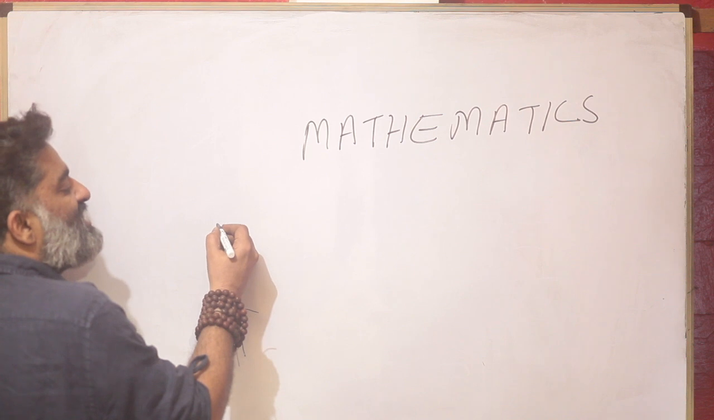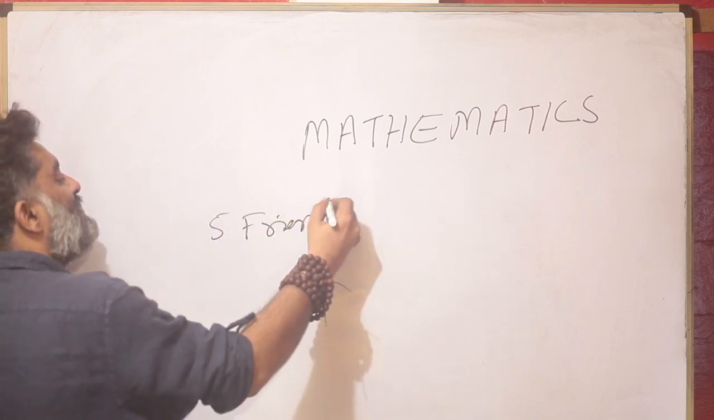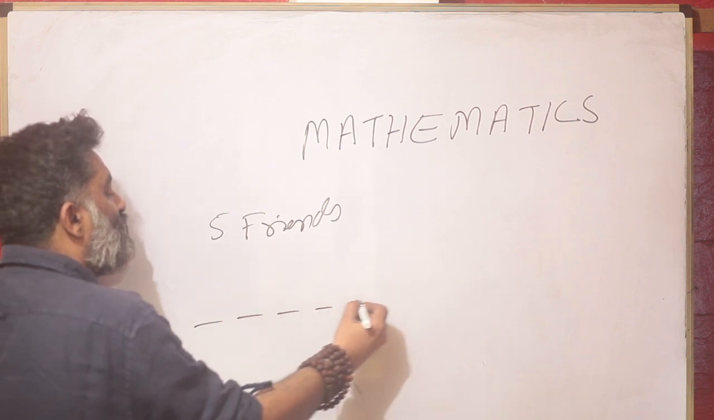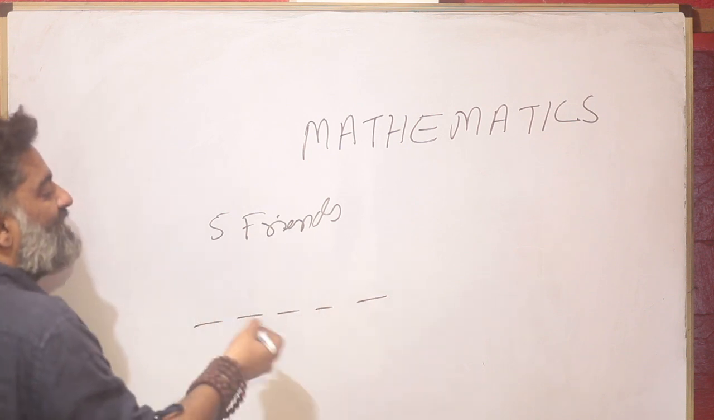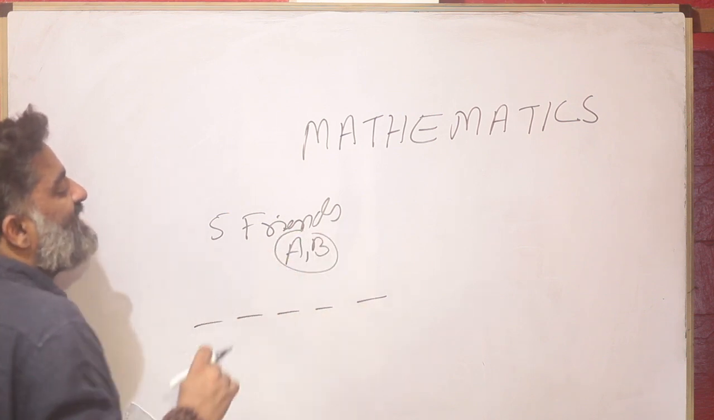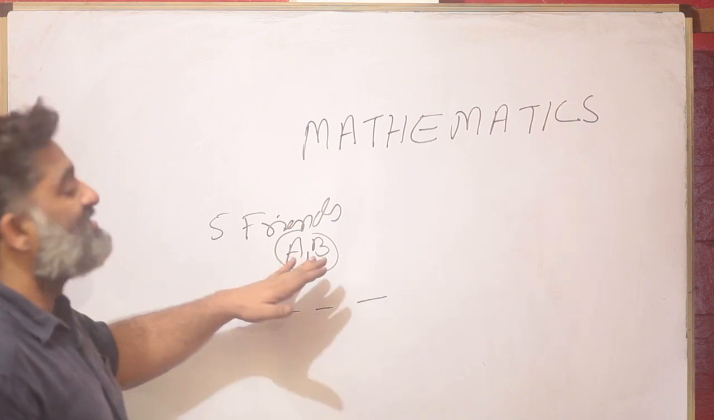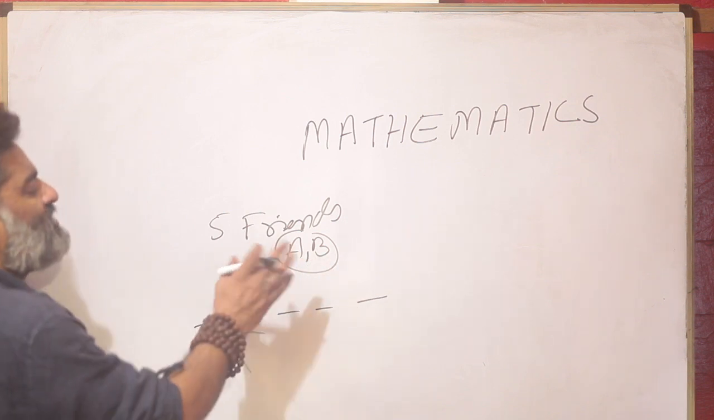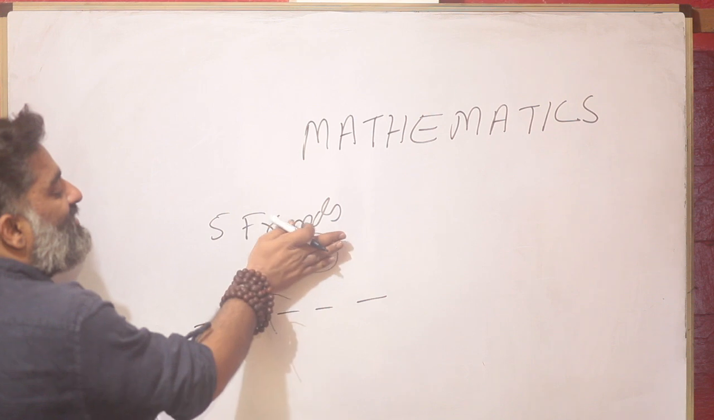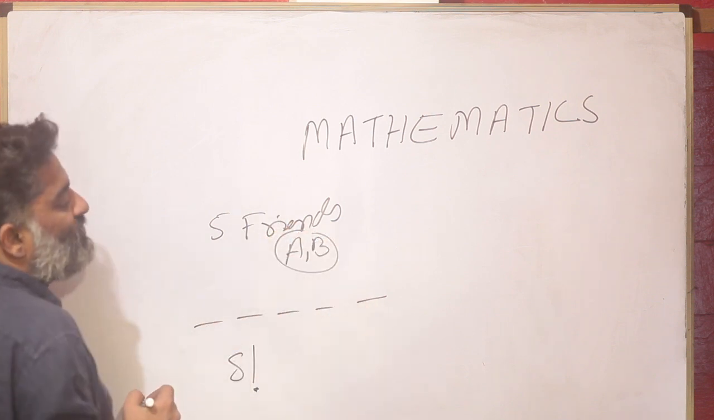I tell you that there are a total of 5 friends. You want to arrange them in a row in 5 positions. But 2 of them, say A and B, say they always want to sit together, next to each other. This is the only condition given to you. Because if the question was only that there are 5 friends to be seated in 5 positions, your answer straight away would have been 5 factorial.